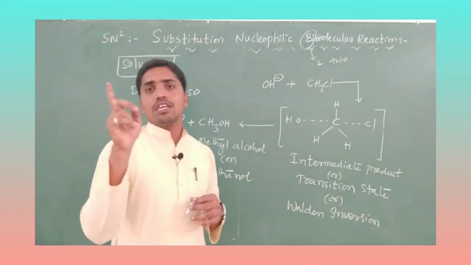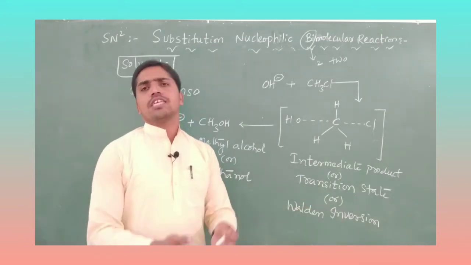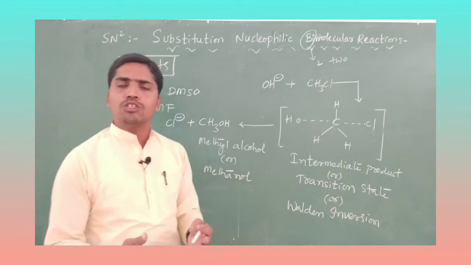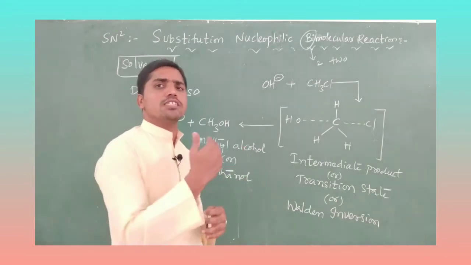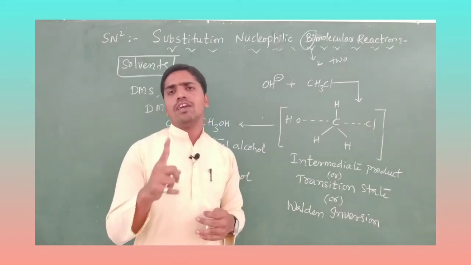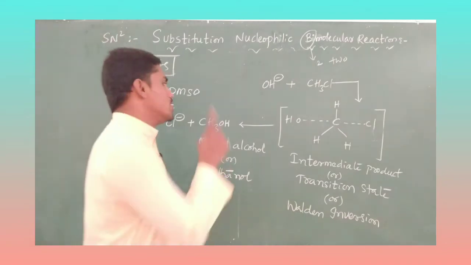Whereas in the case of an SN1 reaction, the nucleophile is ready to react on any side of the alkyl halide, either upward or downward, right side or left side. But in the case of an SN2 reaction, the nucleophile always reacts towards the backside of the alkyl halide. That is the main thing.